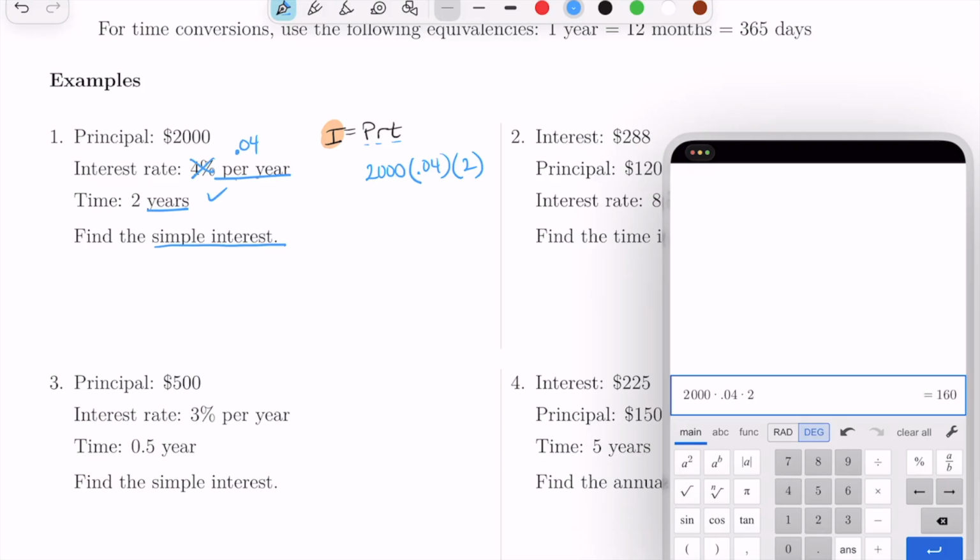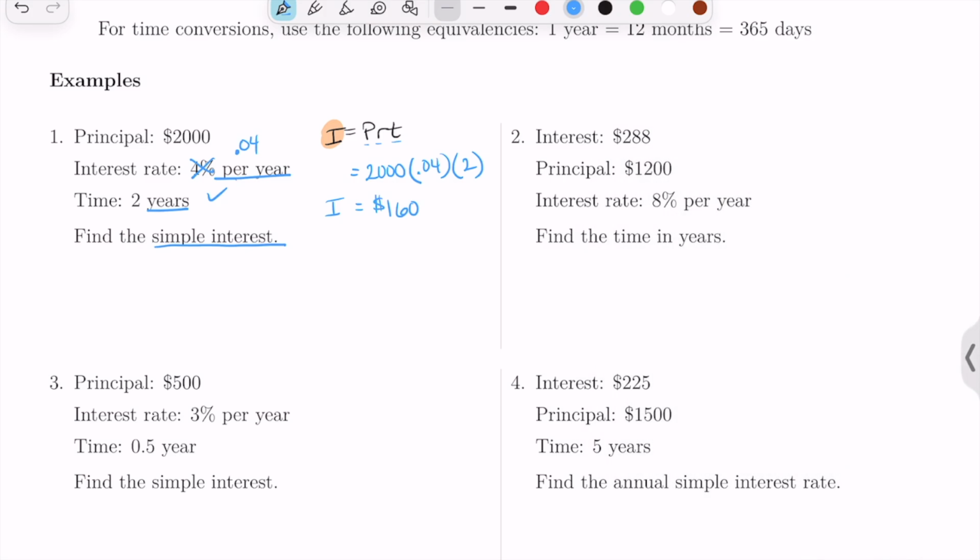There we go. That gets us $160. So our interest is $160. That's it. If you have a loan for $2,000 at 4% per year for 2 years, then you would have to pay back the $2,000 along with $160 extra dollars. Let's go over to number 2.